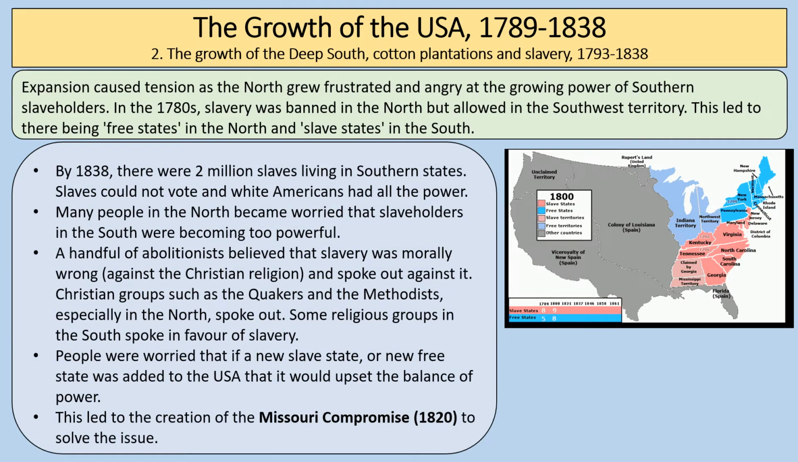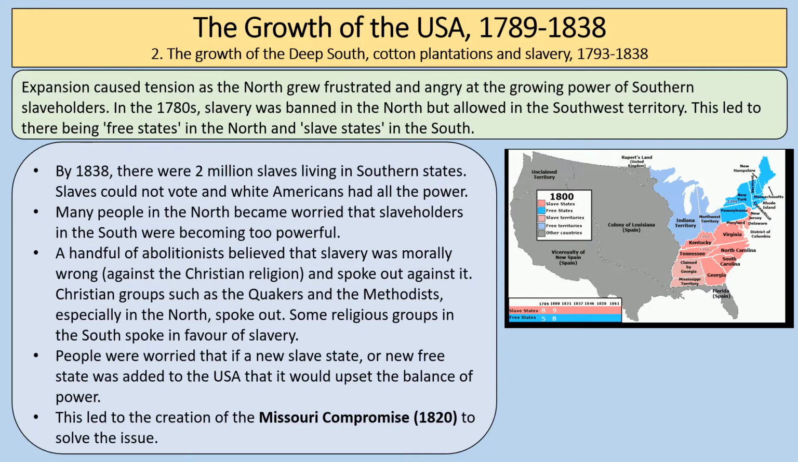So this expansion that we can see in the map here created quite a lot of tension between the North and the South. The expansion caused tension as the North grew frustrated and angry at the growing power of Southern slaveholders. In the 1780s, slavery was banned in the North but allowed in the Southwest Territory. This led there to being free states in the North and slave states in the South.